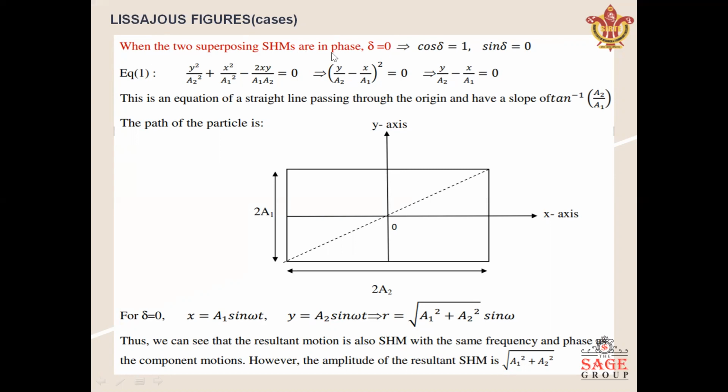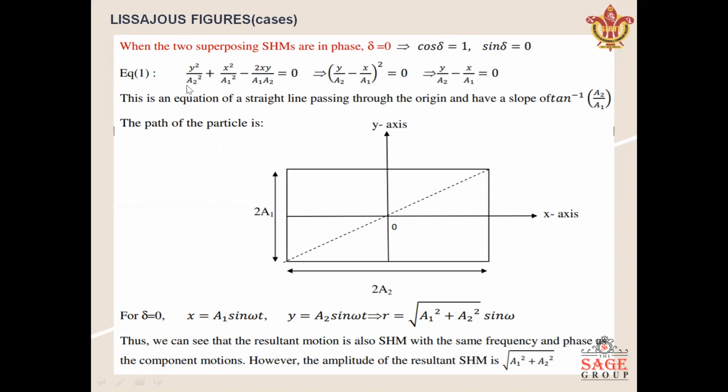simple harmonic motions are in phase, delta is equal to 0, or I can say there is no phase difference between the x direction motion and the y direction motion, the particle motion can be represented, or the figure can be drawn. If the value of delta is equal to 0, then cos delta is equal to 1 and sin delta is equal to 0. Now putting these values in the equation that I told you in the previous lectures, we can get another equation from equation number 1.